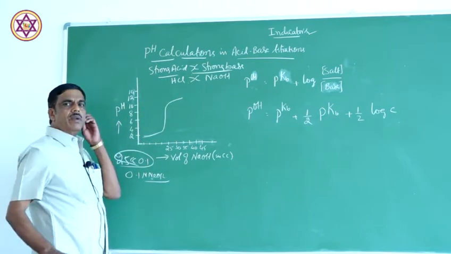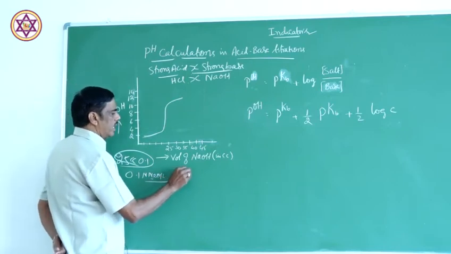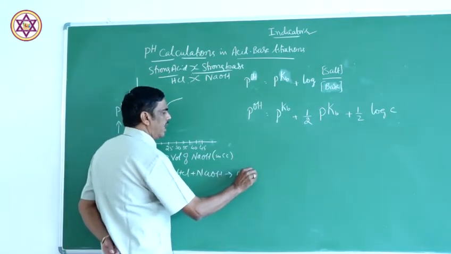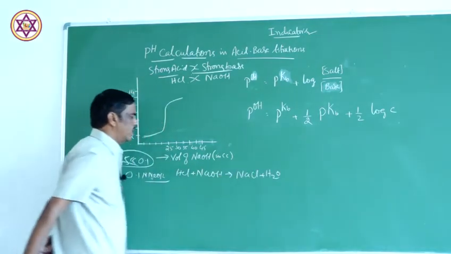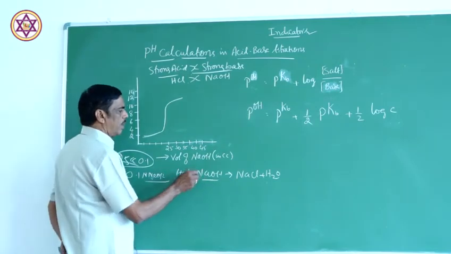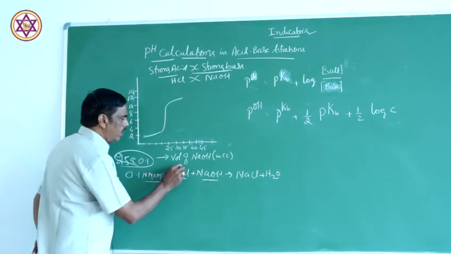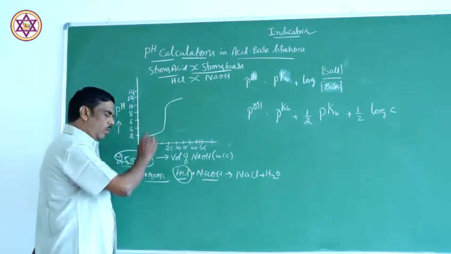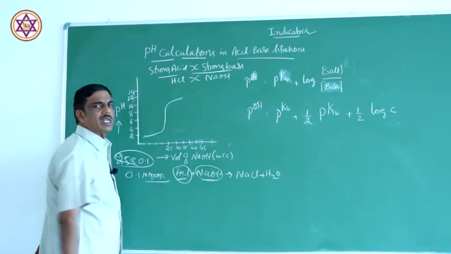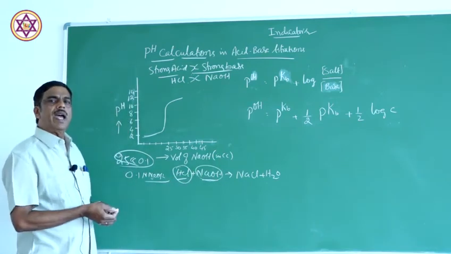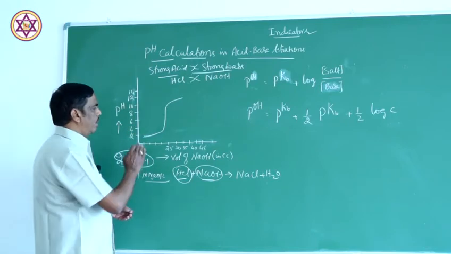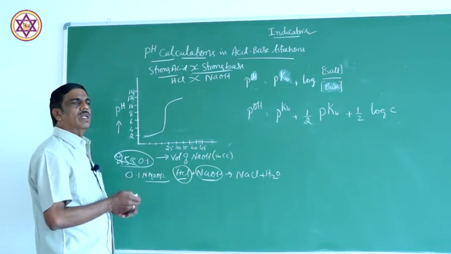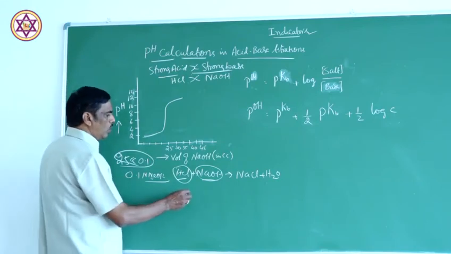Actually, at the end point, when there is complete neutralization, HCl reacts with NaOH to form NaCl and H2O. Here it is a strong acid and a strong base. Before neutralization, even if there is 1 drop of HCl, the pH is definitely very low. After neutralization, even 1 drop of NaOH added makes the pH suddenly rise and become basic. So how do we calculate the pH? What is the pH of a neutral solution?